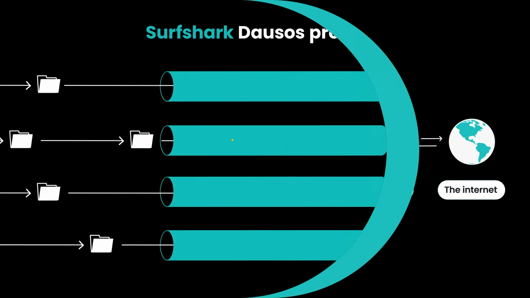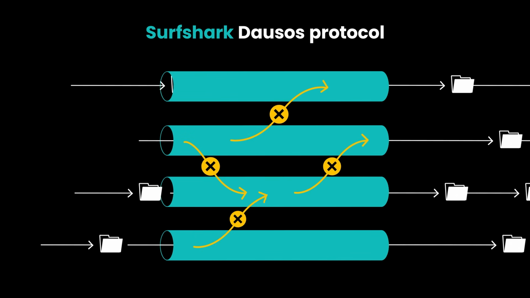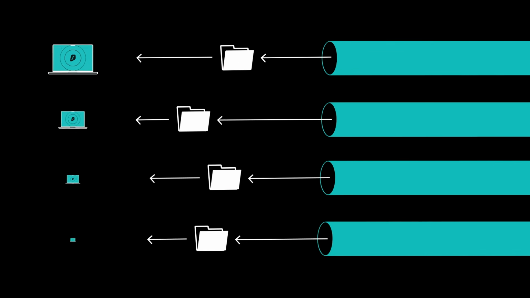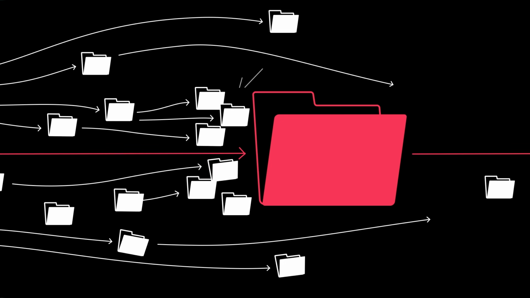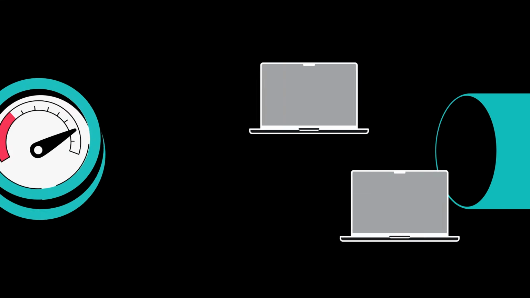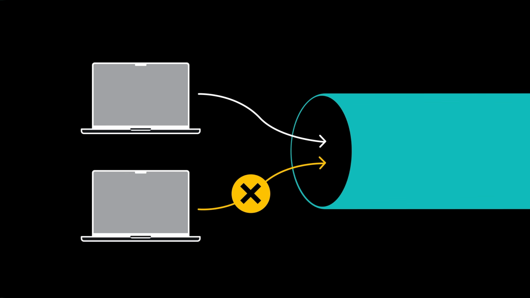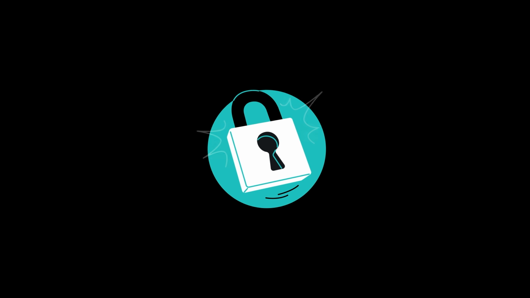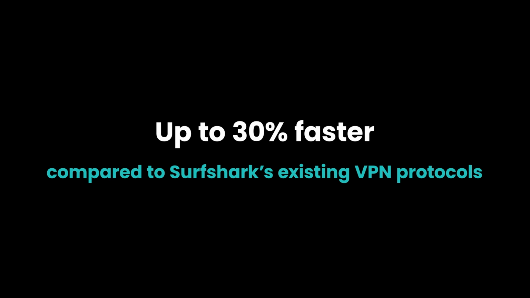This reduces the chance of cross-traffic exposure, the potential for interference between users, resource contention that can affect performance, and shared handling within the routing structure. This is what allows both stronger privacy protections and measurable performance improvements, up to 30% faster compared to Surfshark's existing VPN protocols. Fully post-quantum secure.